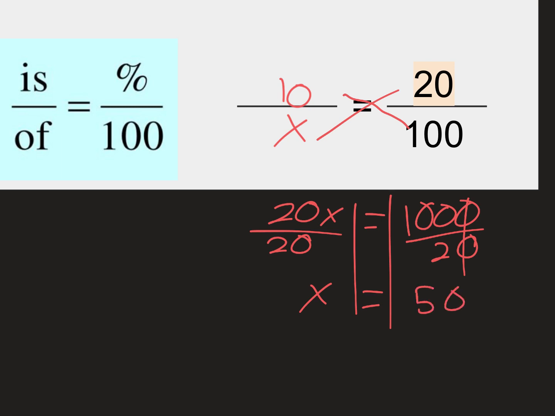So let's see if that works. If I plug 50 in here, what is 50 times 20? Well, that's 1,000. And what is 10 times 100? Well, that's 1,000 too. So we know that this is correct.